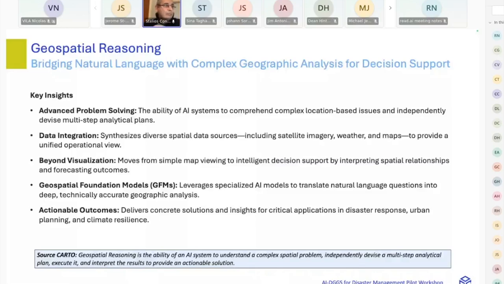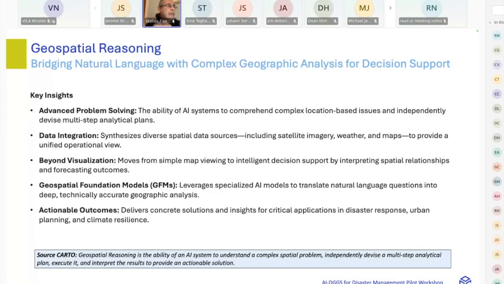Okay, I'll try to work on a few terms that we'll discuss, and I think they are important for our discussion on AI and DGGS. One term is geospatial reasoning, and I took a source from Cartos: the ability of an AI system to understand a complex spatial problem independently, devise a multi-step analytical plan, execute it, and interpret the results to provide an actionable solution. It goes a bit more to the agent world.